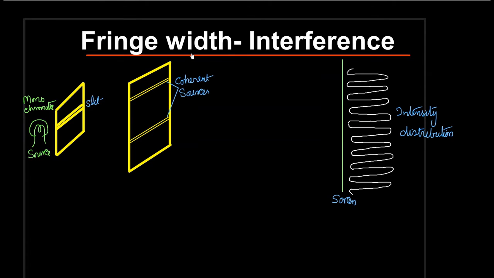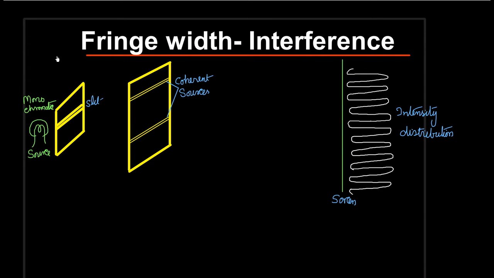Fringe width interference. What is interference? It is a phenomenon of superposition of waves of same wavelength, same frequency, either in phase or having a constant phase difference. Let us see the experiment conducted by Young.